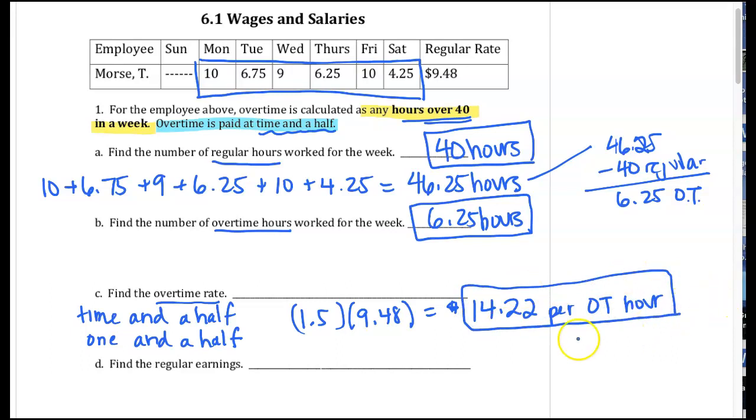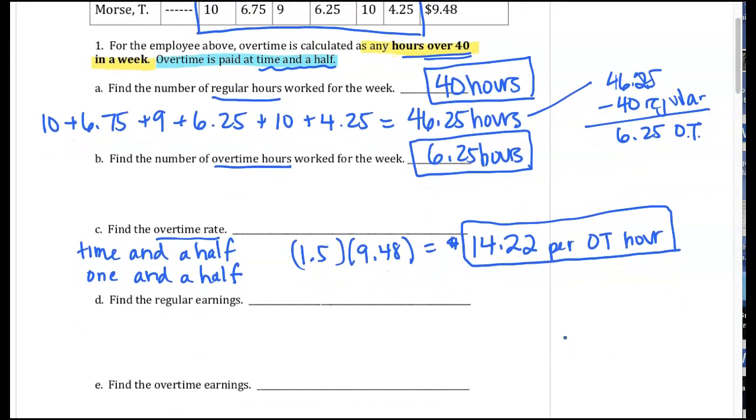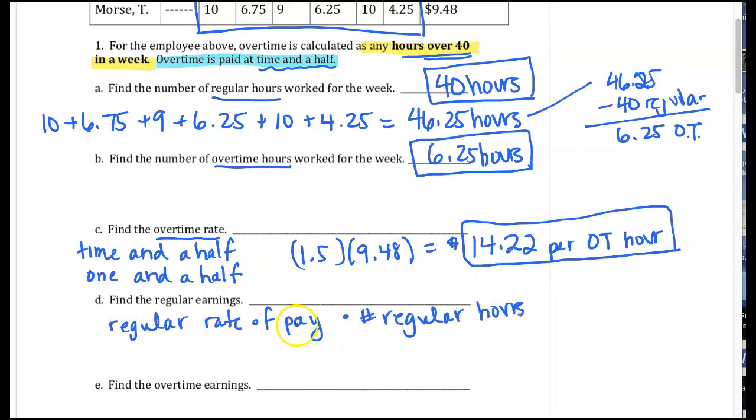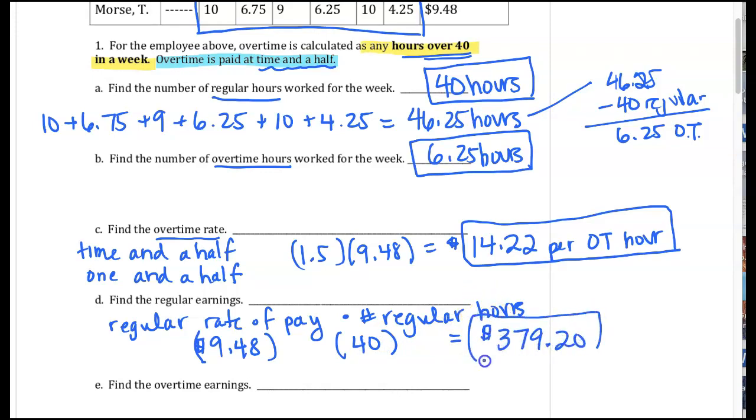Part D says find the regular earnings. So we're going to take our regular rate of pay and multiply it times our number of regular hours. The regular rate of pay in our question is $9.48, and we're going to multiply that by the 40 regular hours. I get $379.20.